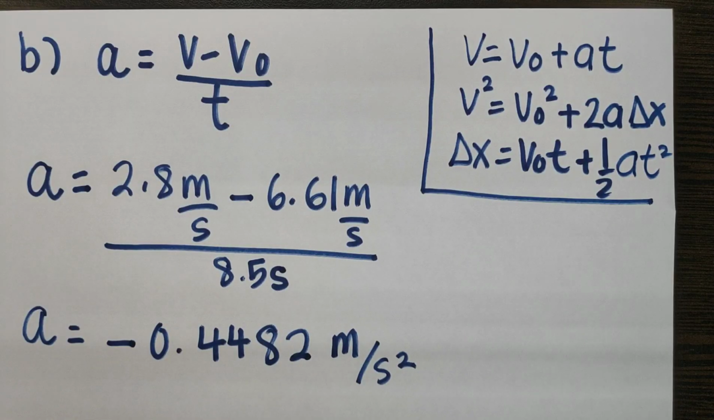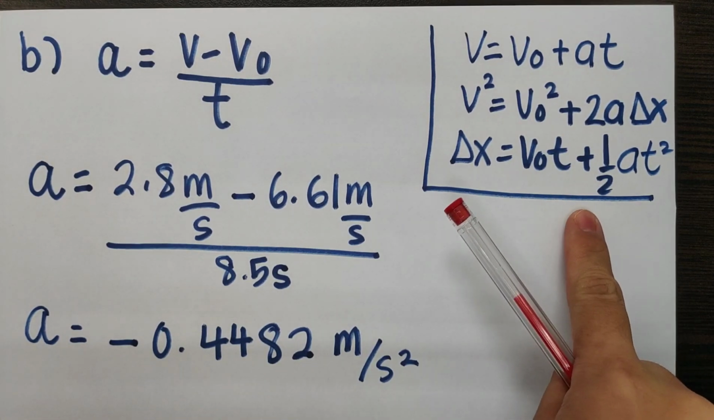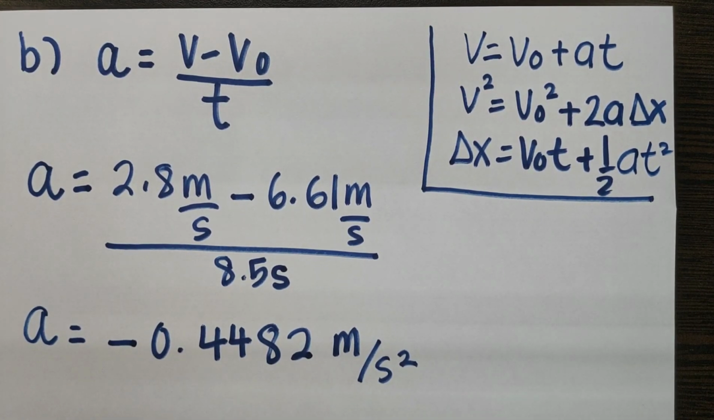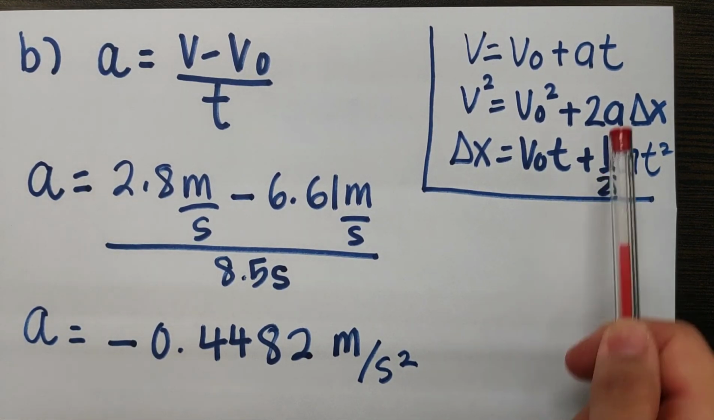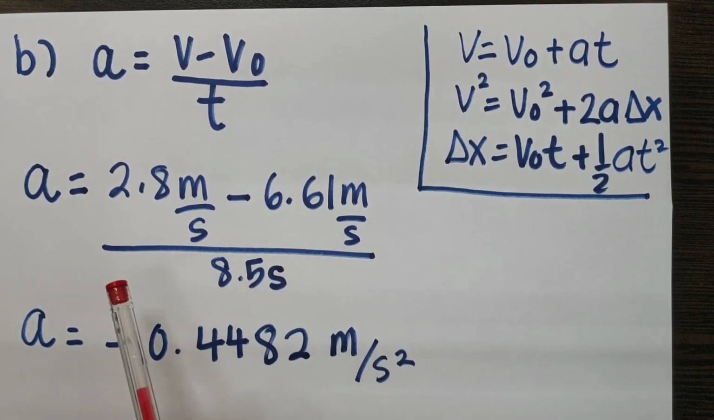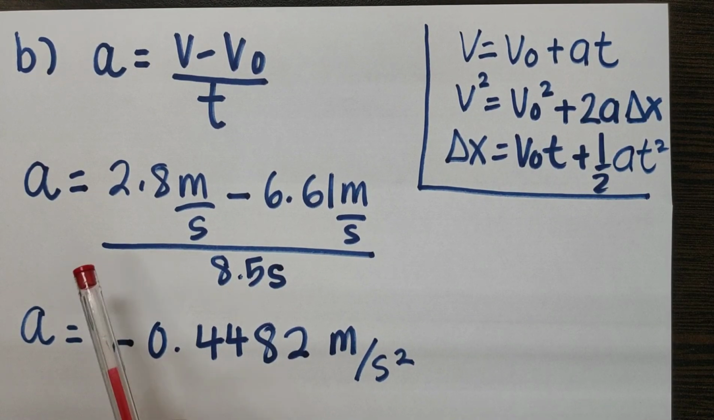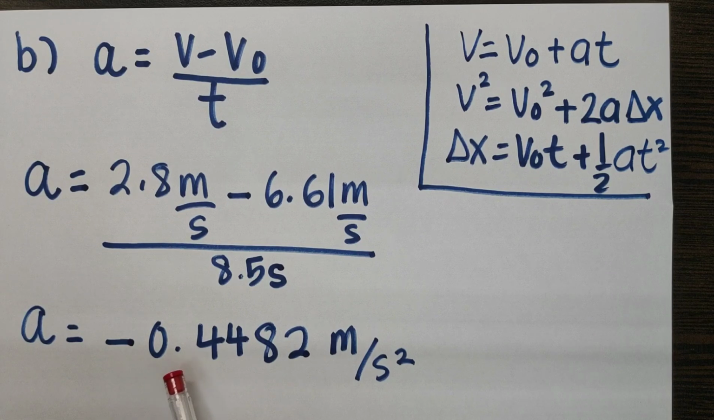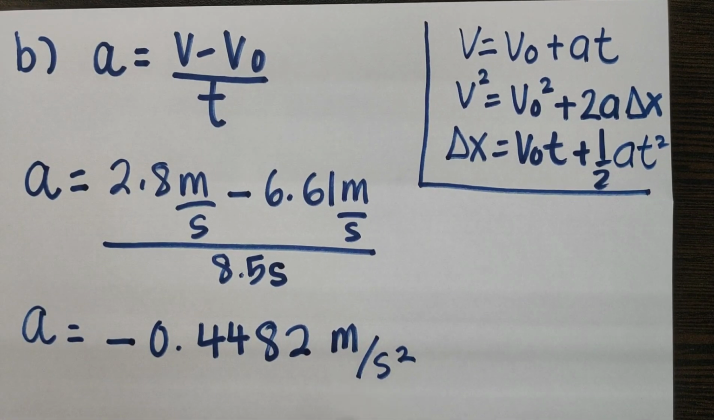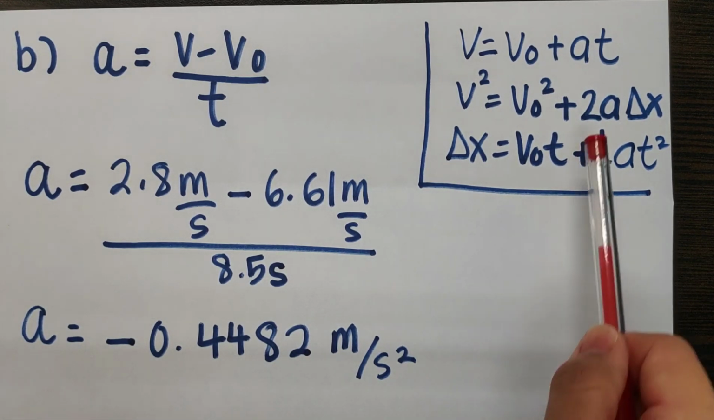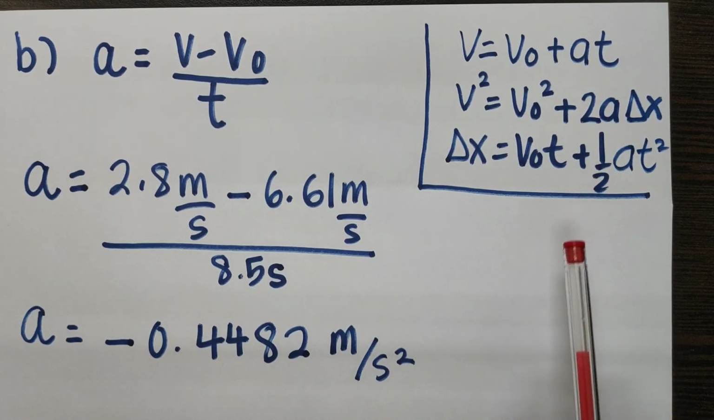For question B, find its acceleration. Recall all equations. We already have all the information, so you can use any one of the equations. But this time, I use equation number 1. So substitute into the equation, and you get a equals negative 0.4482 meter per second squared. You may try to get the acceleration by using equation number 2 or equation number 3 on your own.